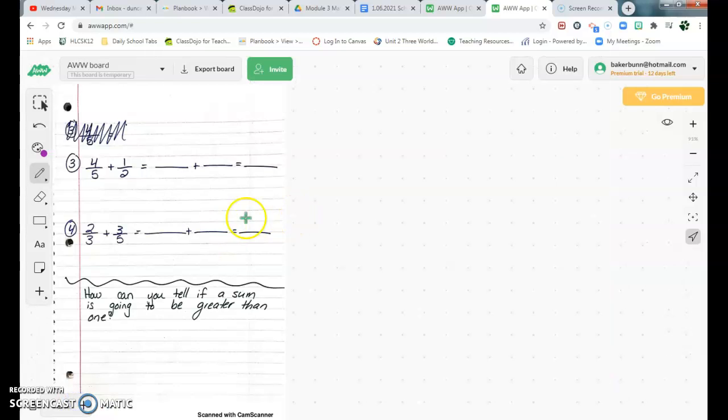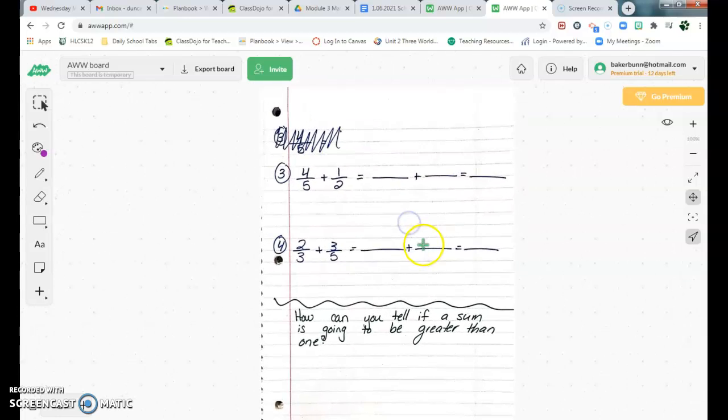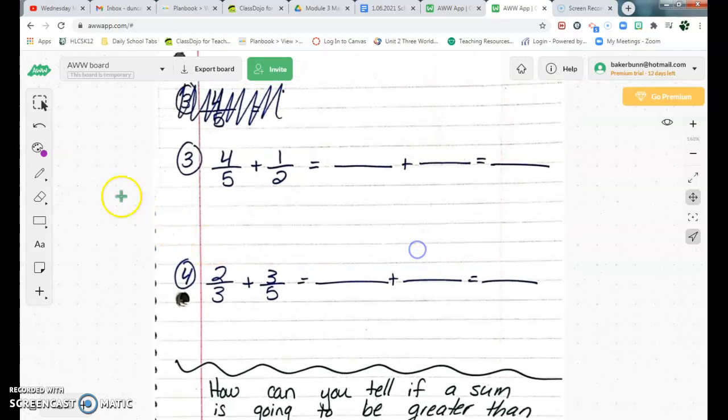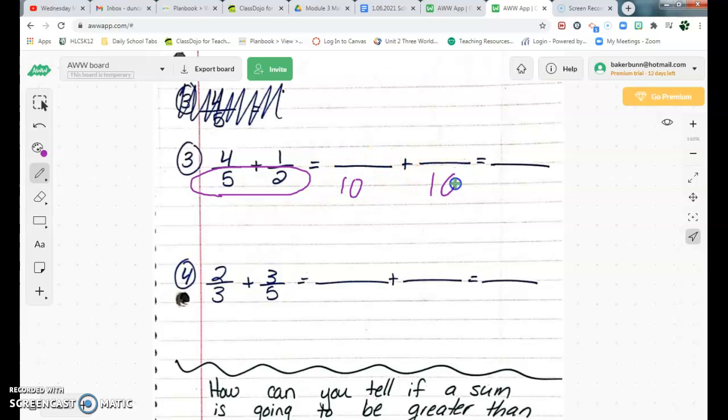All right, next page. We've got some more problems right here. We've got 2 more that we're going to attack here together. So for our next one, it says 4/5 plus 1/2. I'm going to start with the butt of my butterfly. 5 times 2 is going to get me 10. So I'm going to do 10, and I'm going to do 10.